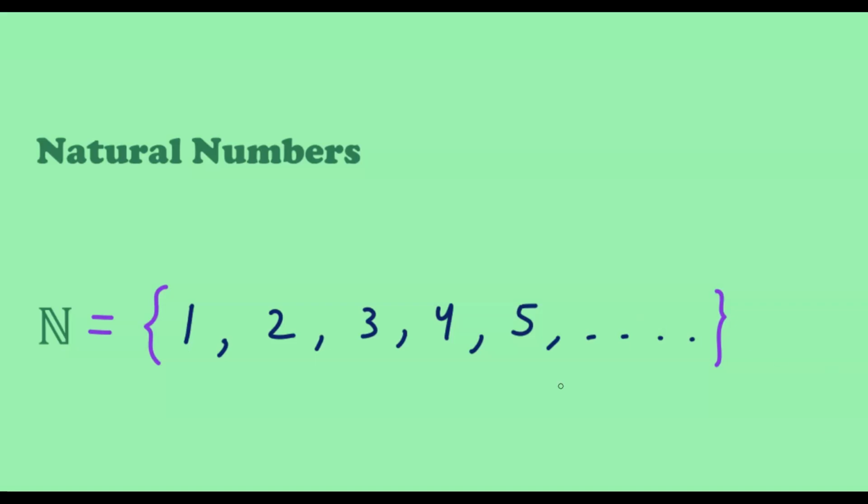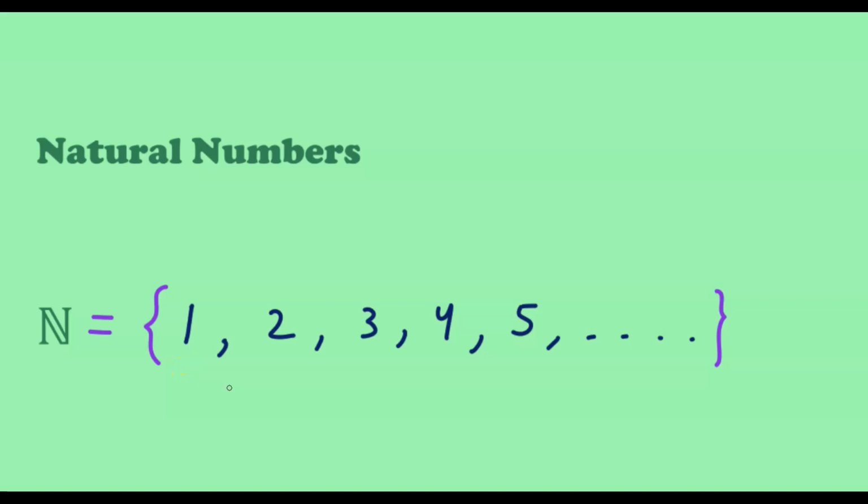Now, if we have a look at all of the numbers, we can see that each of the numbers is a whole positive number. There are no negative numbers in this set, there are no fractions, and there are also no decimals. The smallest natural number is 1. And there is no largest natural number because the set goes on forever.